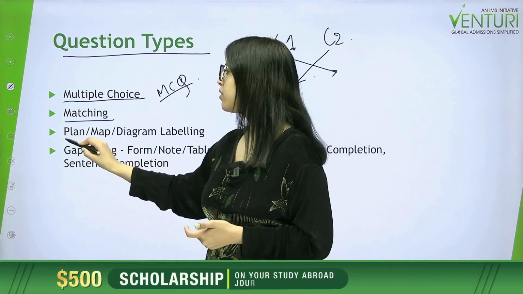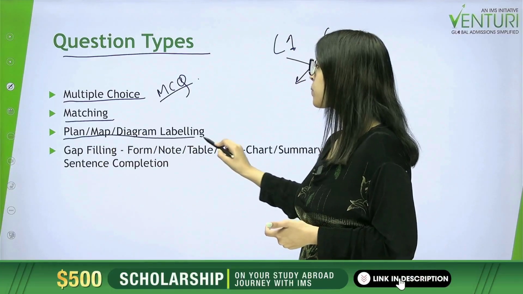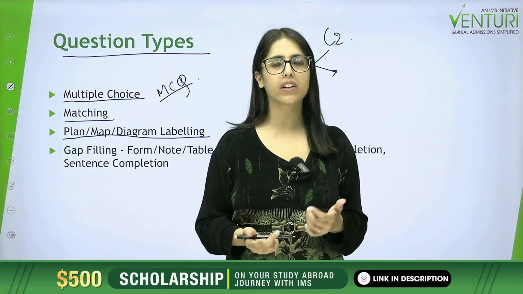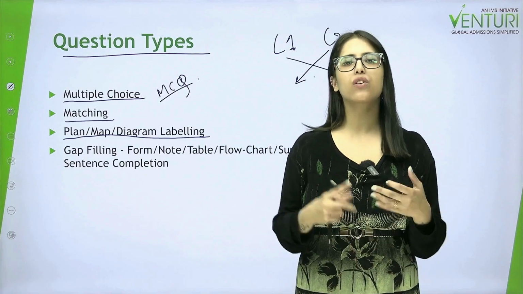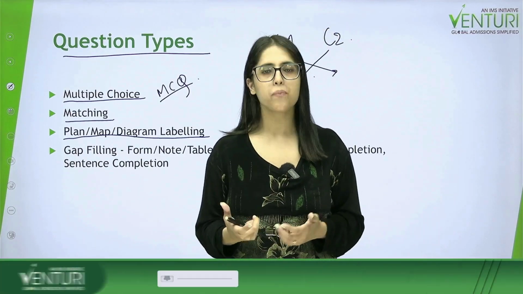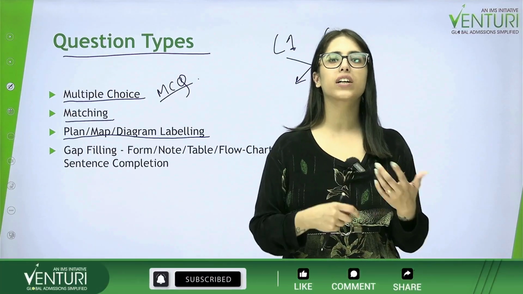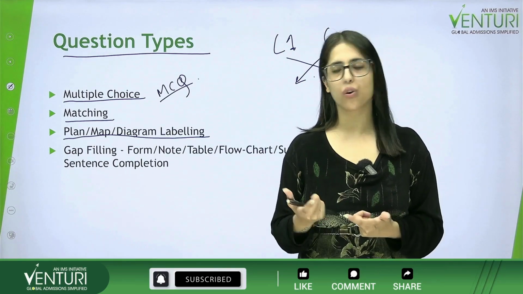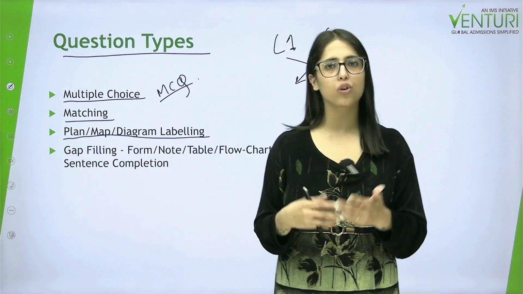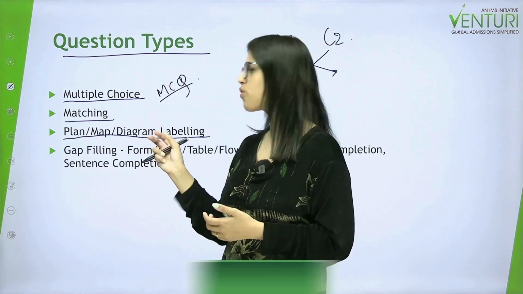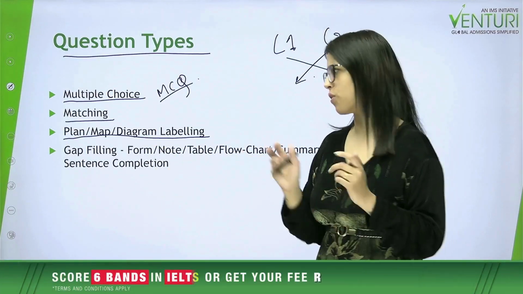Now what is the third one? The third type of question is going to be a little visual. So here you can expect a map, a plan or a diagram, and you will be expected to label that in tune with whatever you are listening in the audio, okay. So based on that, you will be expected to correctly mark the things in the diagram or whatever blanks they have given you in the visual, okay.